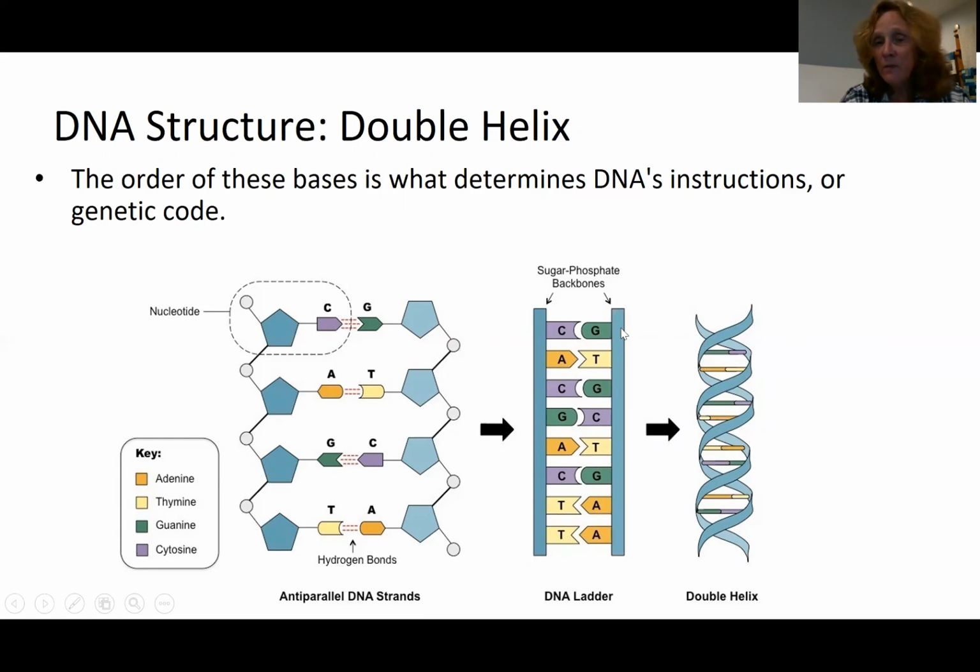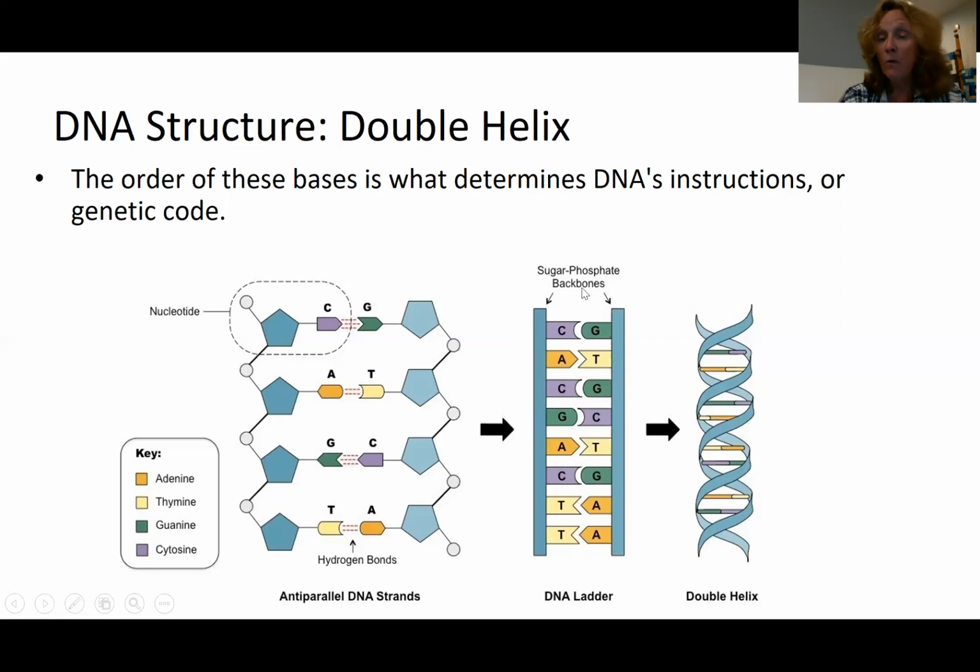But there would have to be a sugar right here, and then there would have to be a phosphate here. If this is showing this direction, sugar, phosphate, sugar, phosphate, sugar, phosphate. And then over here would be phosphate, sugar, phosphate, sugar. So phosphate, sugar, nitrogen base, phosphate, sugar, nitrogen base, phosphate, sugar. This just isn't breaking it up into those individual parts.